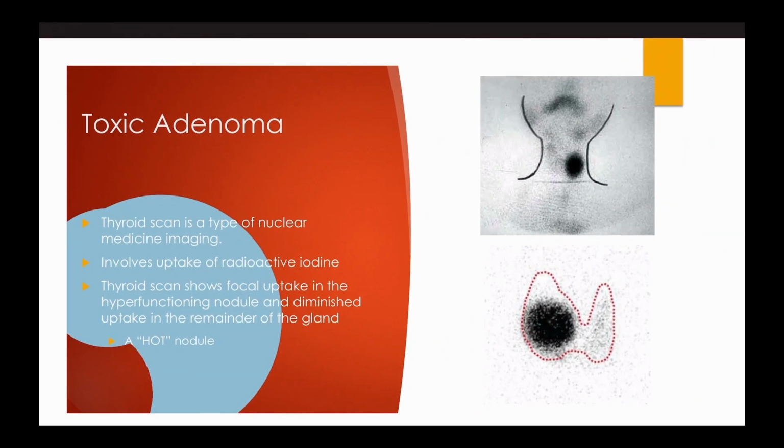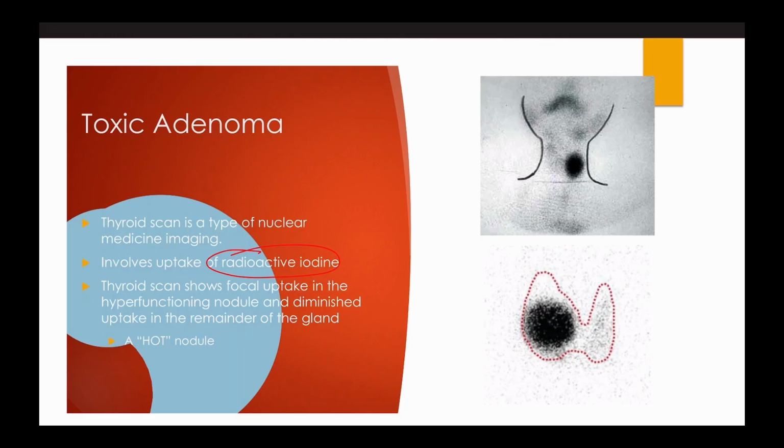So we have to do some imaging. So what we do is it's called a thyroid uptake scan. We label iodine with nuclear isotopes, and then we inject the iodine with these little tags on it into your bloodstream.